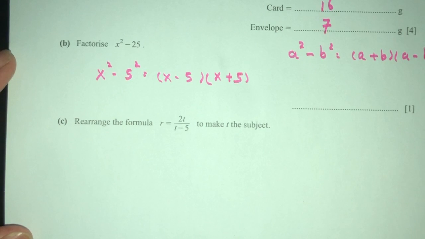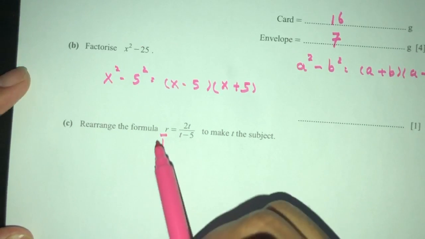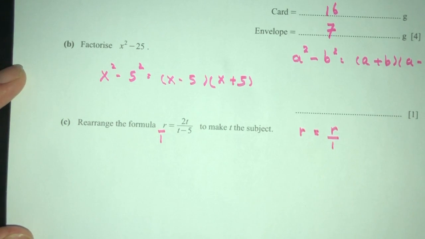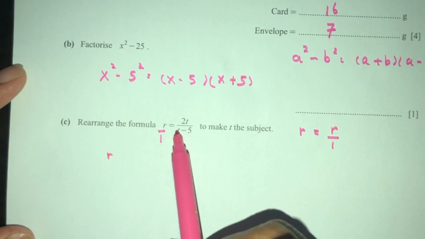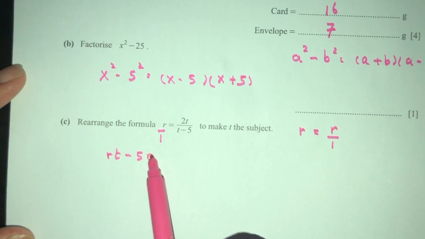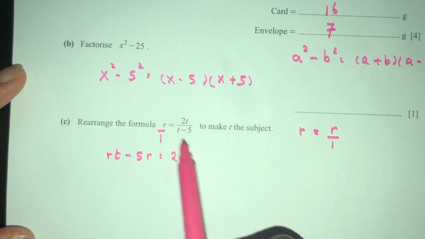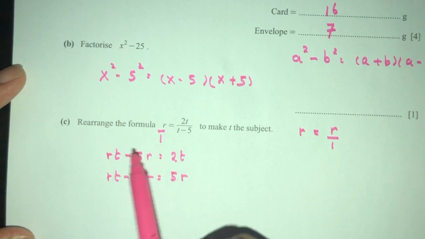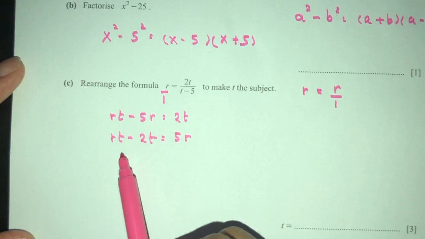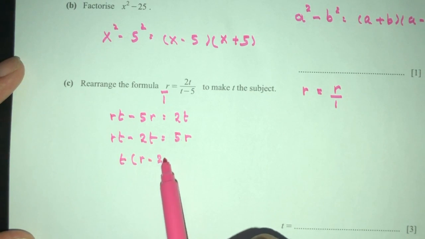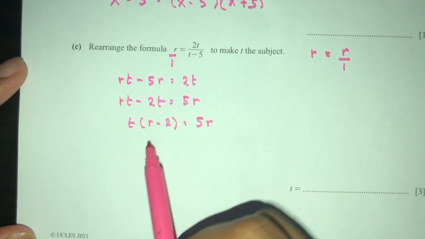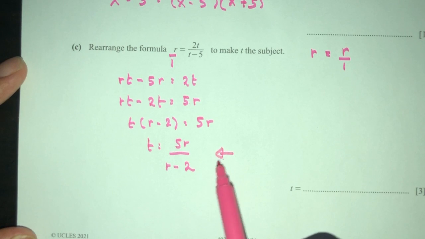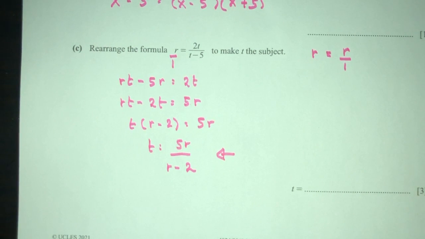Now for part C, we have to rearrange this one to make t the subject. Okay, so let's try. First thing first, let's cross multiply. Again, we can also say r is r divided by 1. It's the same thing, right? So then we can cross multiply. So r times this will be rt minus 5r equal to 2t. Now send all the t to one side, you will have rt minus 2t is equal to 5r. Now factorize the t outside, you will have r minus 2 here, and then 5r right here. So t in the end will be 5r divided by r minus 2. This is your answer for part C of question 5.